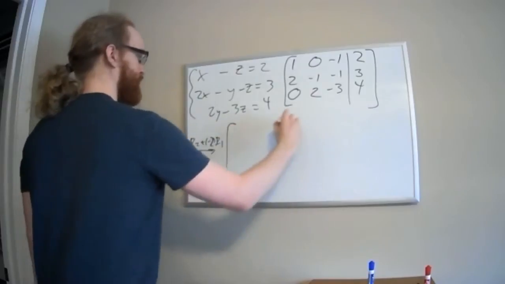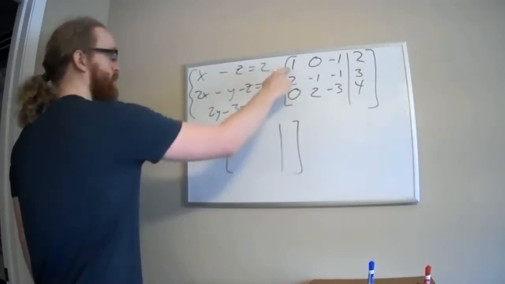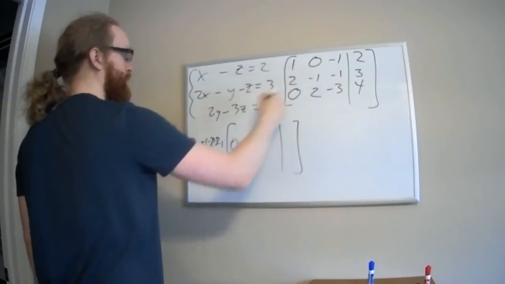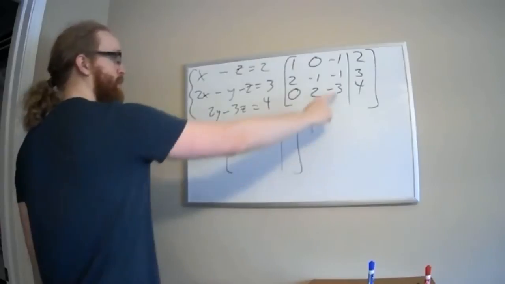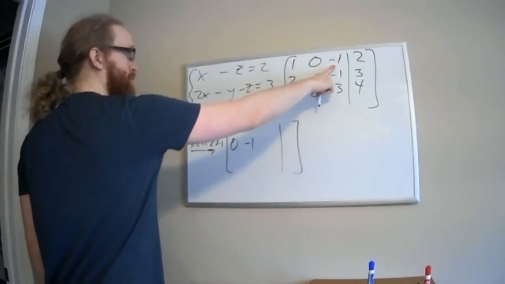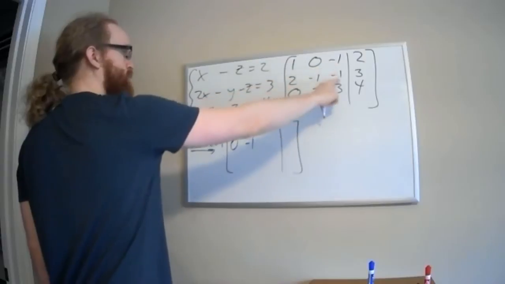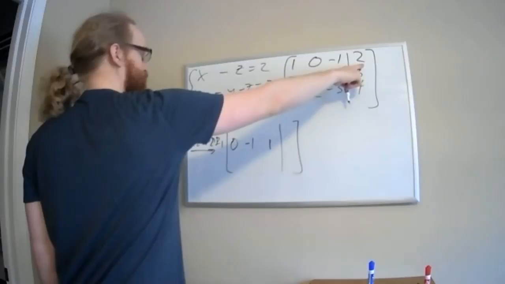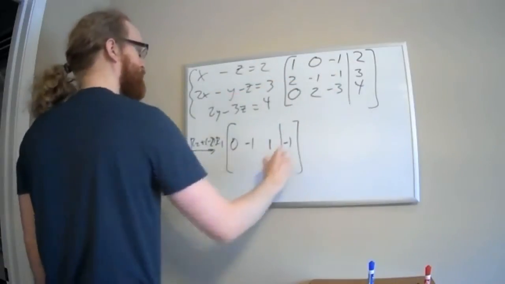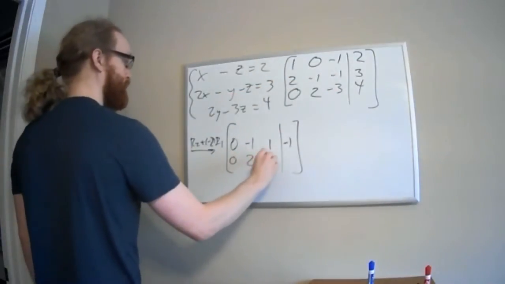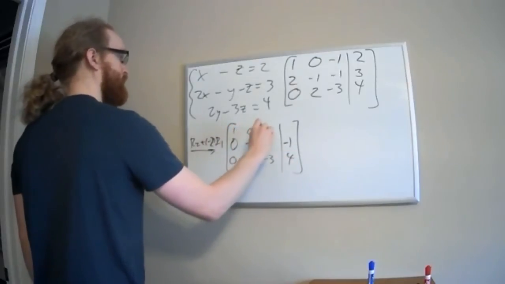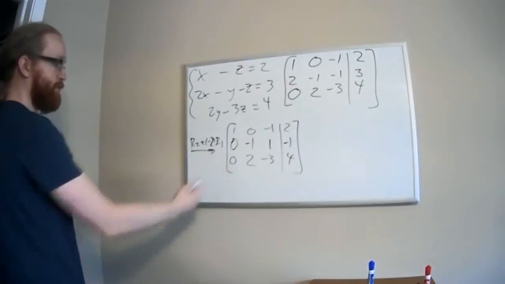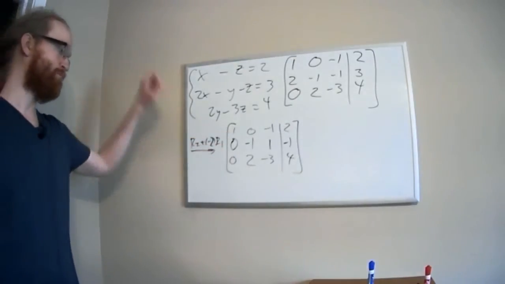So what happens? Well, 2 plus -2 is 0. -1 plus 0 is -1. -2 times -1 is +2, so I get -1 plus 2, which is 1. And then -2 times 2 is -4, so 3 plus -4 is -1. I didn't change anything else. So there's my new matrix. I am now done with the first column because I have a 1 and then 2 zeros.